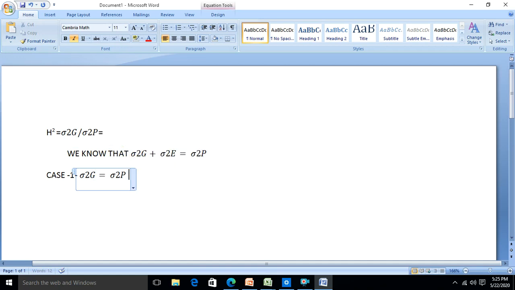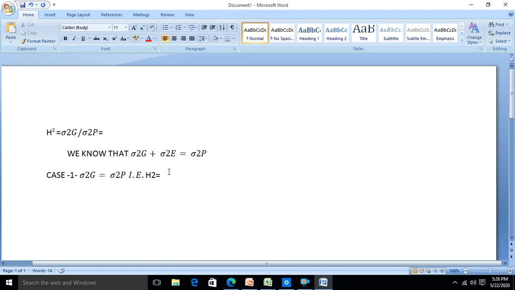Right? Which means that h square is equal to... if sigma square g and sigma square p are equal, it means this component is 0. Environmental component is 0, which, although it is practically not possible, says that in a condition whereby the difference in the population is only because of genes or the breeds or any such thing, but no environmental difference, it is under totally homogeneous environmental conditions. Under that case, what will be the heritability of a particular trait?